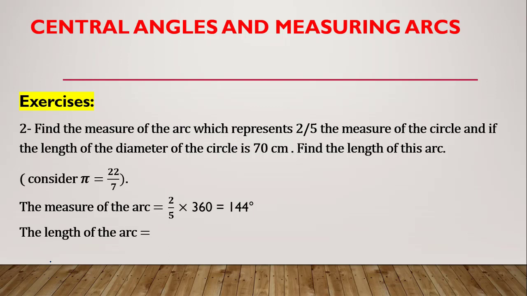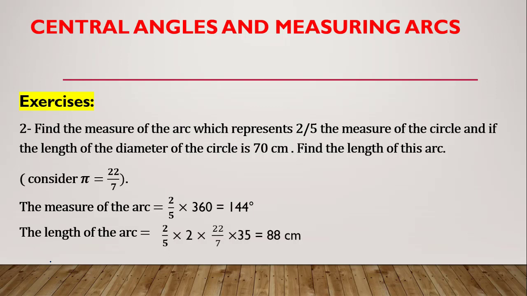It will be the measure of the arc over 360 multiplied by 2 pi r. R here is 35, because the diameter is 70, so the radius is half the diameter, so it will be 35 centimeters. Okay, let's calculate the length of the arc.